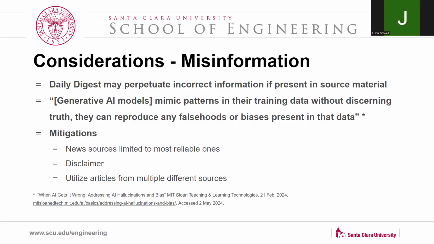For this project, one of the major considerations we had was bias and misinformation. Because we are working with a large language model, if there is incorrect or biased information in the source material, then there would be a potentially incorrect summary. To combat this, we decided to limit our news sources to official publications and use multiple publication sources as part of our database.